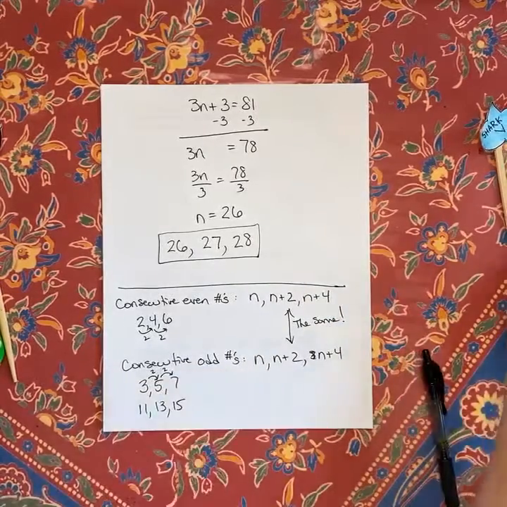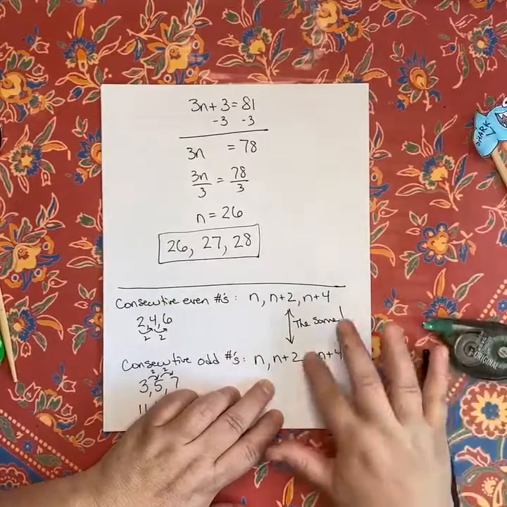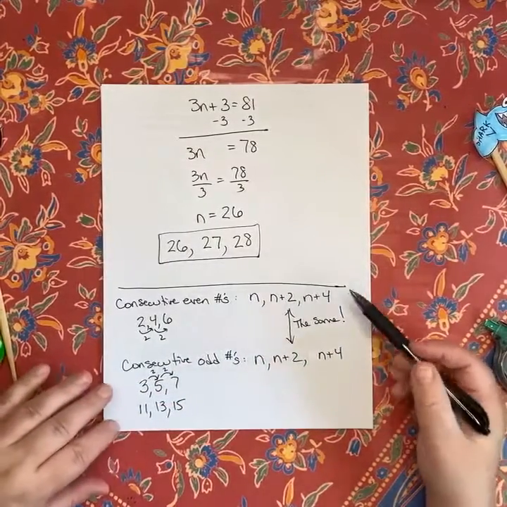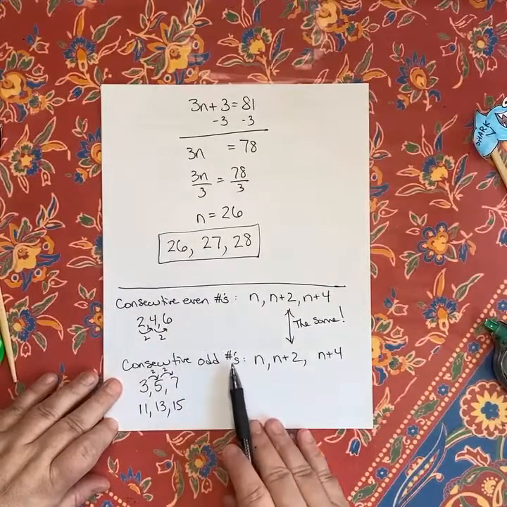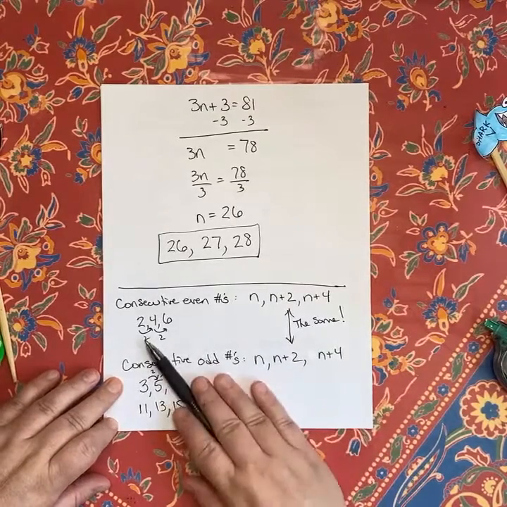So the really cool brain teaser here, and for some people it's not a brain teaser at all, it's just like, oh yeah, that's fairly simple. But the really cool thing is if you want to model consecutive even numbers or consecutive odd numbers, you use this same pattern.